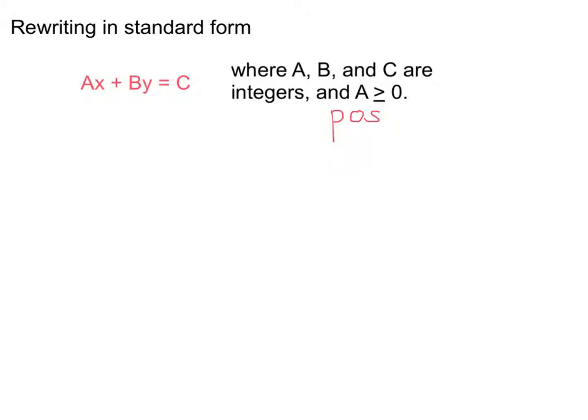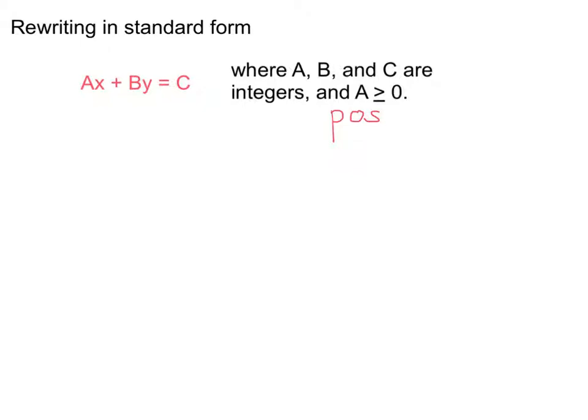And so all you want to do is rewrite the equation that you have so that it looks exactly like this. You've got your term with x on the left side, your term with y on the left side, and just the number term on the right side. And you got to make sure that a is positive. If it's not, divide or multiply everything by -1, and that changes everybody's sign.